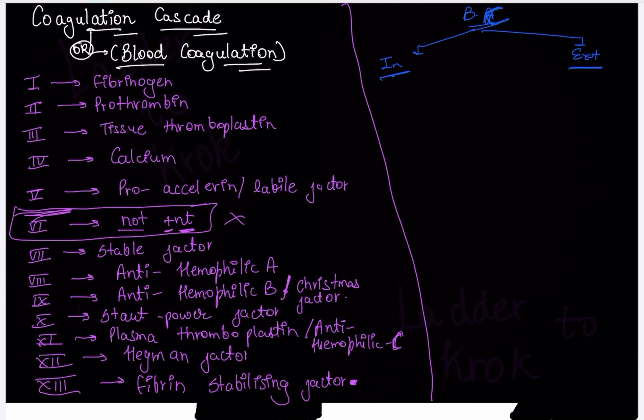Okay, intrinsic and extrinsic. When the intrinsic pathway activates, it activates whenever there is an injury, to be very precise, whenever there is injury and because of that injury there is some negative charge in the blood. So usually this activates whenever there is blood vessel injury, because whenever there is blood vessel injury, the collagen will be exposed, and collagen has a negative charge. So because of this collagen or this negative charge, the 12th factor comes into existence.